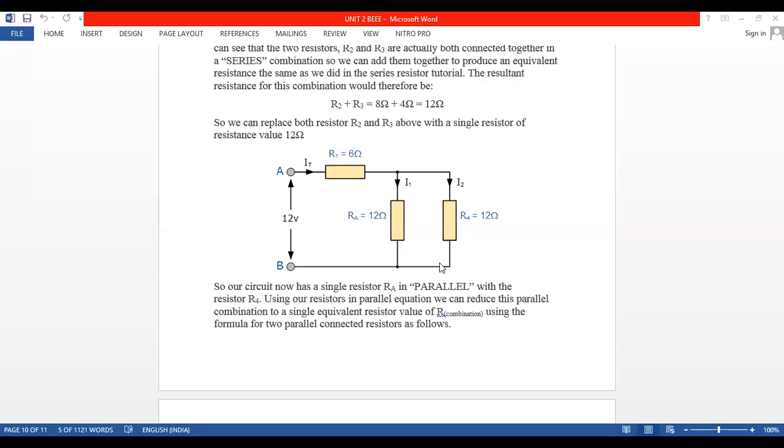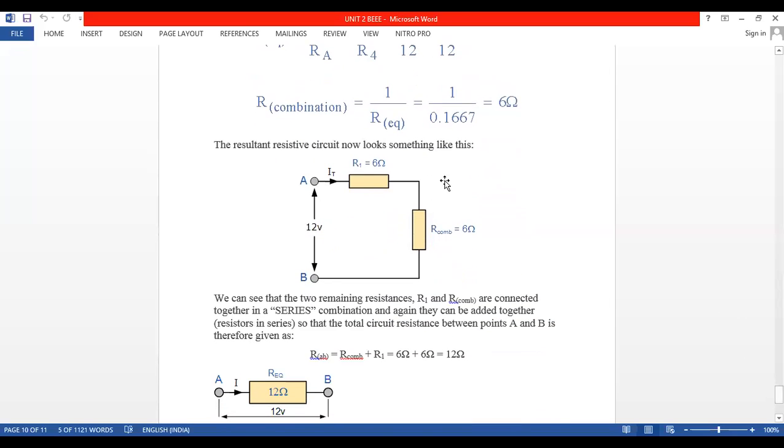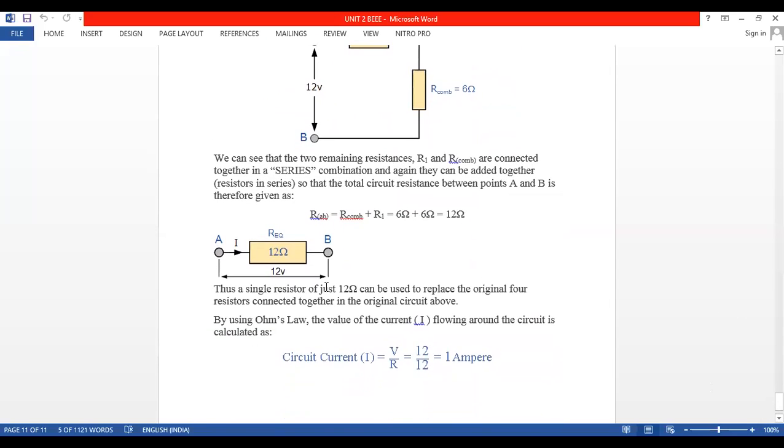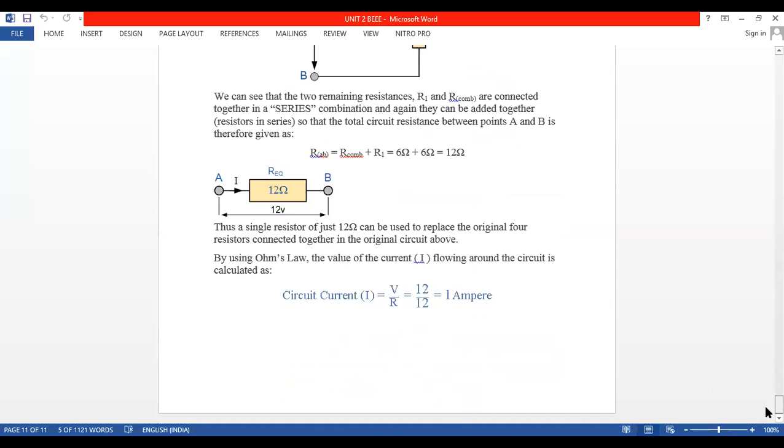R1 is the leftover one. These two parallel combination we have done. Let us take that parallel combination. So leftover R1 is 6 ohms and the newly combined one is 6 ohms. Now you tell me, are these two connected in series or parallel? Is current dividing or is the same current flowing? The same current is flowing. Therefore, they are connected in series. 6 plus 6, total resistance is 12. And what is the current? I is equal to V by R. Battery voltage is 12. 12 by 12 is 1 ampere.